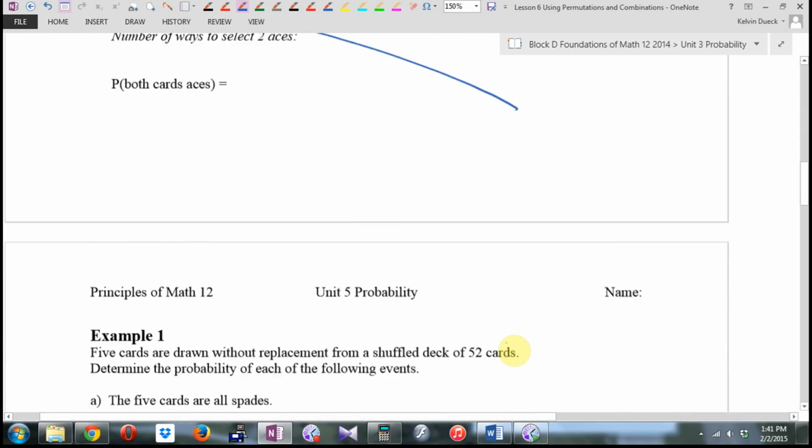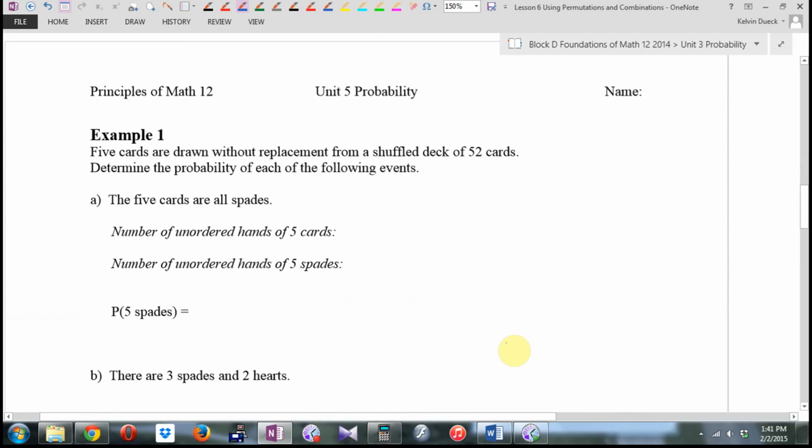So turn the page. And here is our trigger. Brandon, can you read to me example 1, please? Stop. How many cards? 5. This is not a tree. That's your trigger. Oh, more than 2? Probably I'm going to use combinatorics. Keep reading. 5 cards are drawn without replacement.